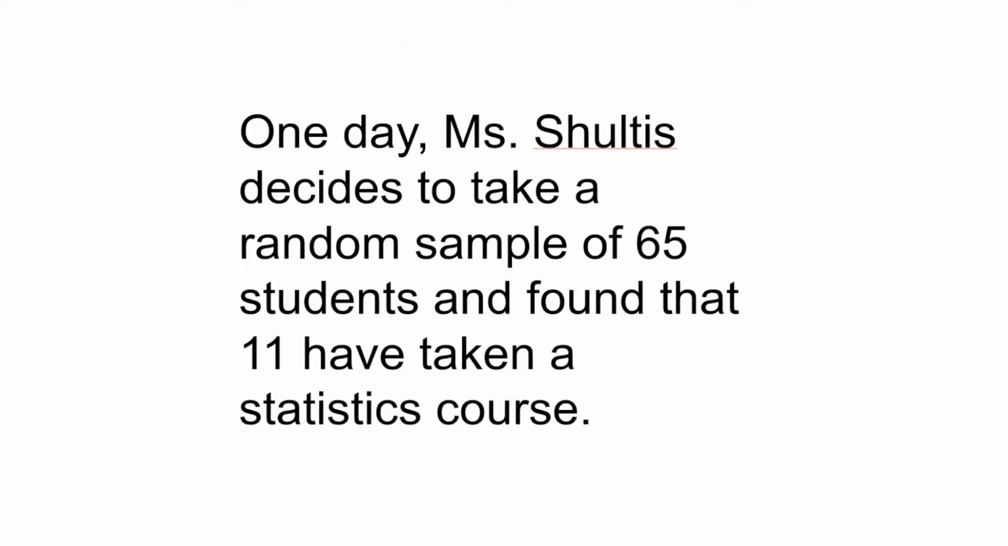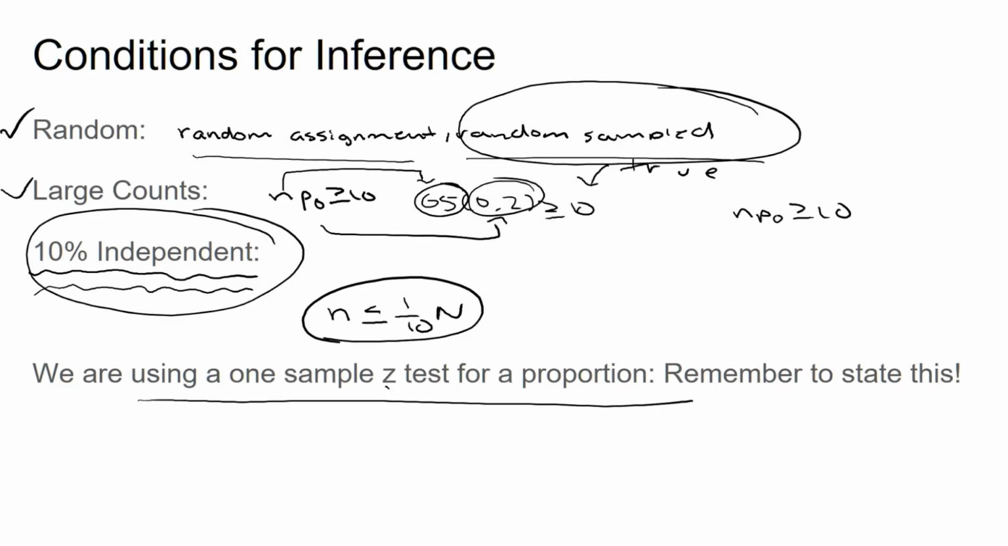So one day, Ms. Schultes decides to take a random sample of 65 students and finds that 11 have taken a statistics course. There are three conditions for inference for a one-sample z-test for proportions. We need to prove that there's either random assignment or random sampling. The problem states that there's random sampling, so that condition is satisfied.